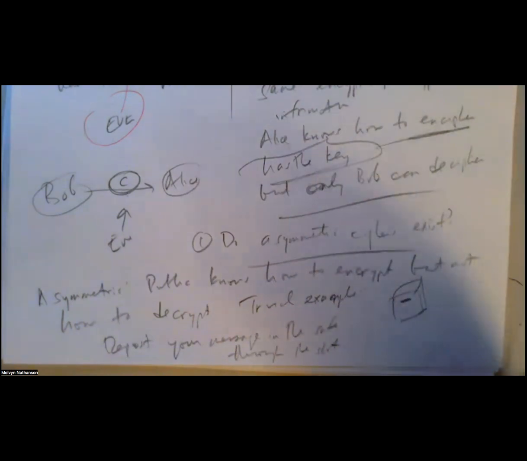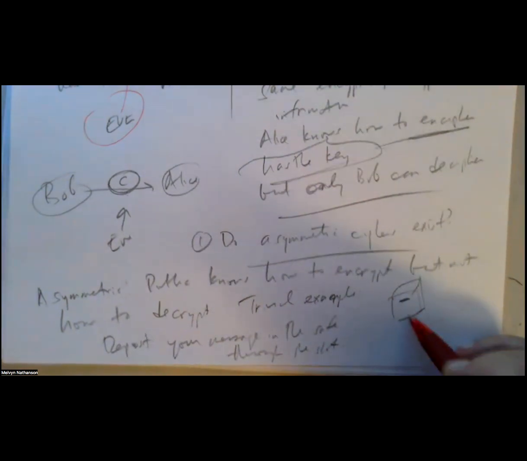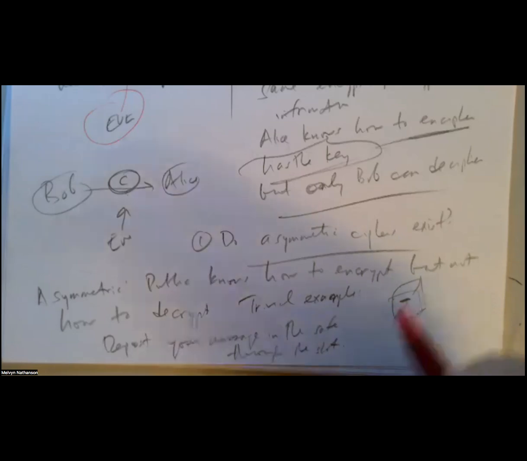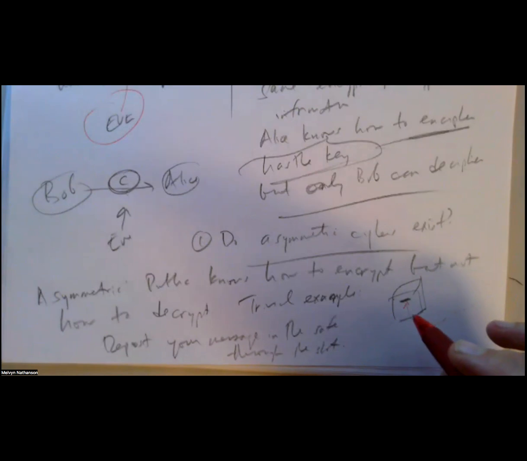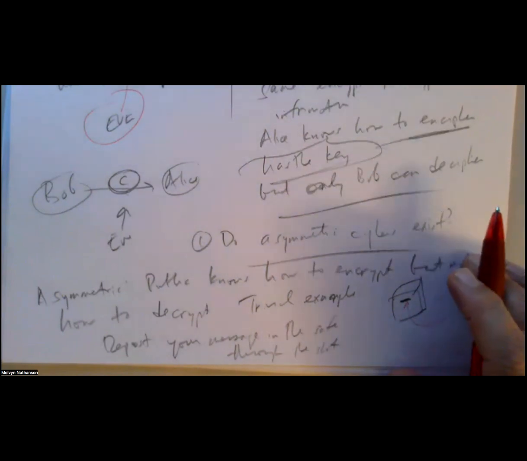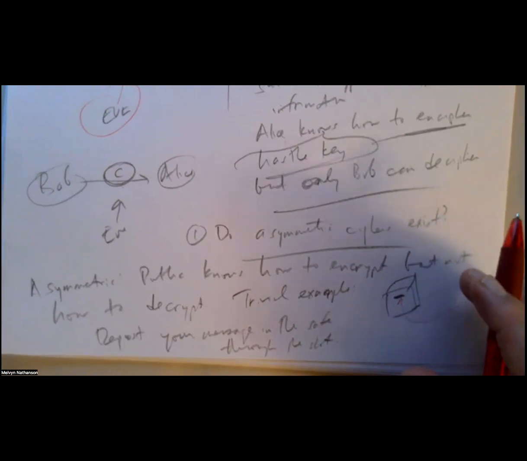So anyone can come along, go to the safe, take their message on a piece of paper and stick it in the safe. Anyone can do that. But no one can open the safe except Bob. And that's how he gets the messages. So that's an example of an asymmetric cipher.